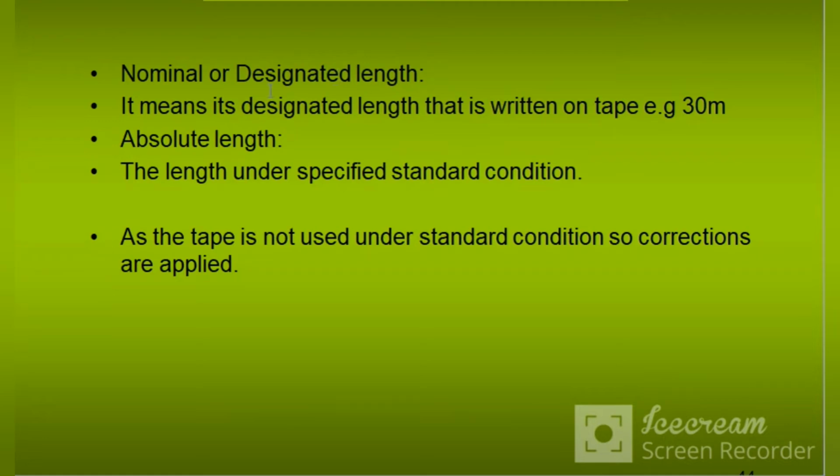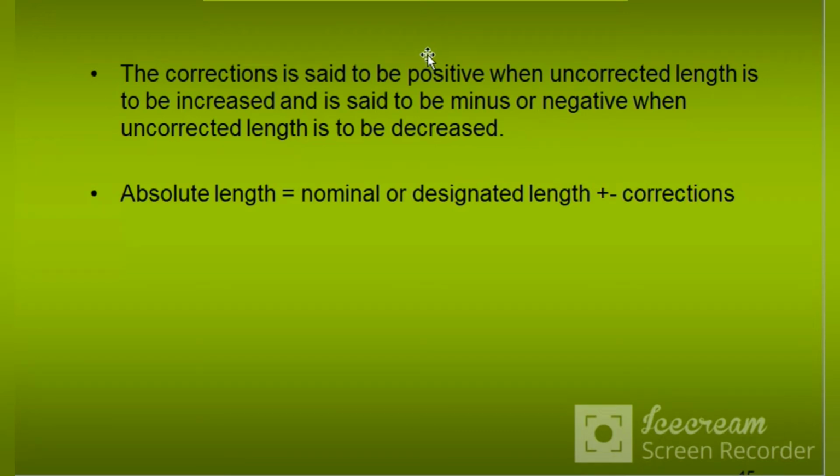Nominal or designated length: it means its designated length that is written on the tape, for example, 30 meter. Absolute length: the length under specified standard conditions. As the tape is not used under standard conditions, corrections are applied. The correction is said to be positive when the uncorrected length is to be increased, and negative when the uncorrected length is to be decreased. Absolute length is equal to nominal or designated length plus or minus corrections.